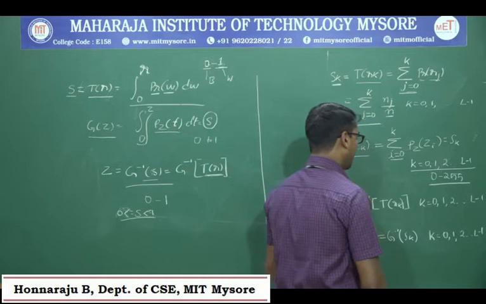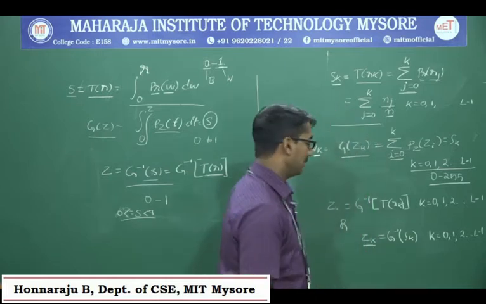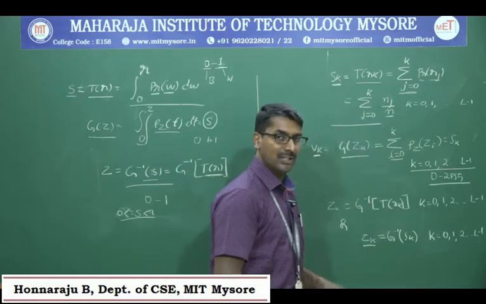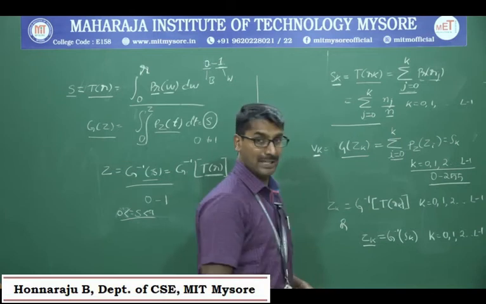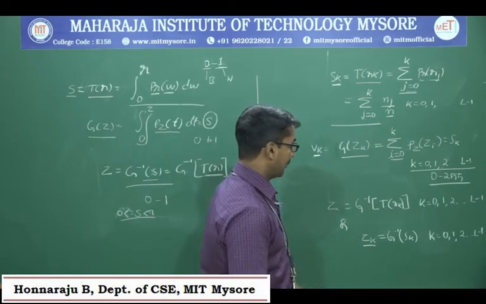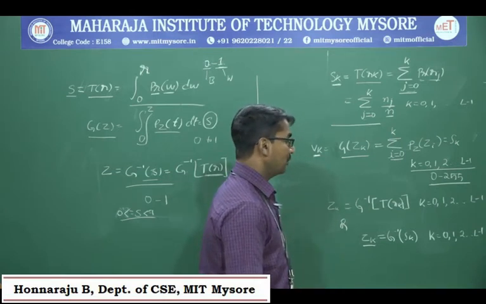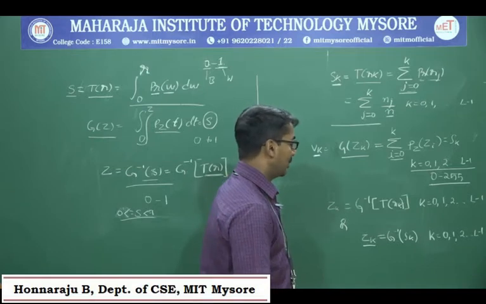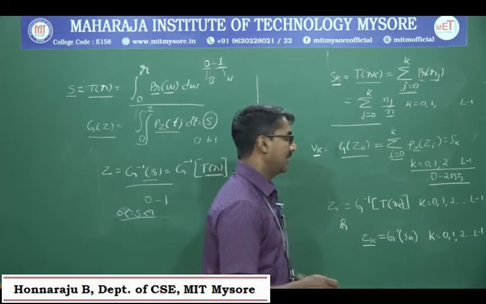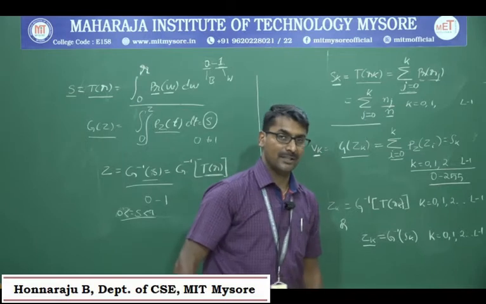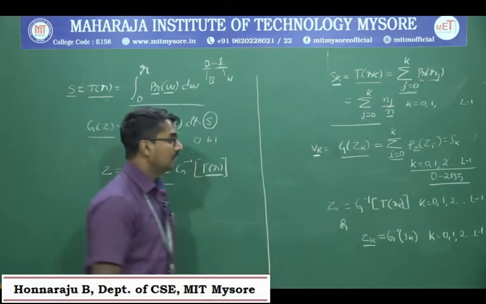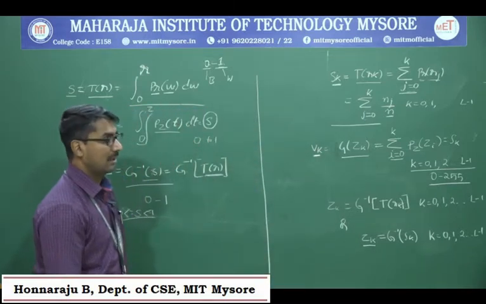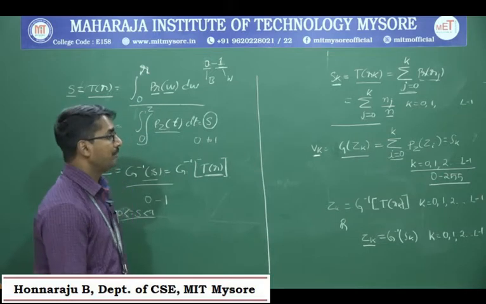Here the condition should be matched. The condition is that the gray level must be within the range of 0 to L minus 1. So after the enhancement, the value should be within the range, that is 0 to L minus 1. Okay, this is the transformation function of histogram matching.